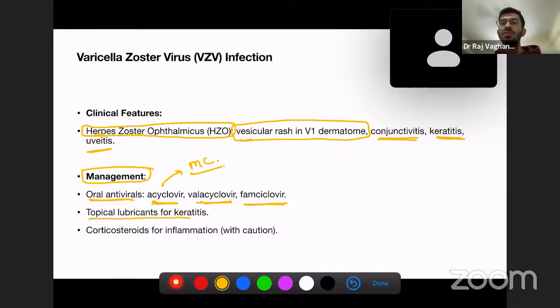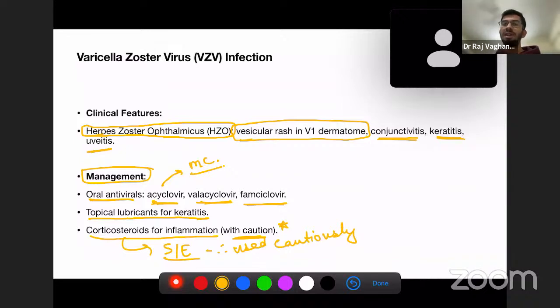Topical lubricants are used for keratitis. Keratitis causes the cornea to become infected, and the cornea is the part of our eye which is exposed to the external environment. So if there is an infection in the cornea, the infection can exacerbate. To control the infection, you give topical lubricants so it does not exacerbate. Corticosteroids are used for inflammation, with caution, because corticosteroids have side effects, so they are used cautiously. So this was about the varicella zoster virus infection.